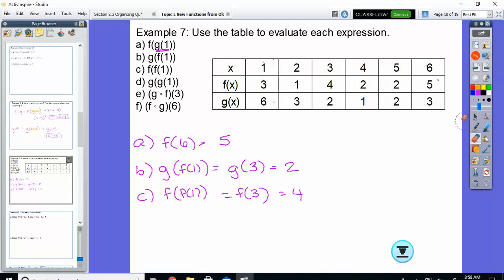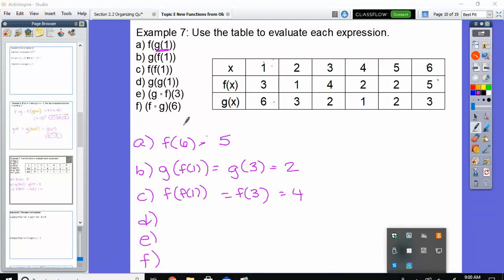You guys try the last 3. So D, g of 1 is 6, and g of 6 is 3. Did you guys get that? E, we start with f of 3. So when x is 3, f is 4. Then g of 4 would be 1. And f of g of 6. So when x is 6, g is 3. So then we have f of 3, which is 4. We good with those?